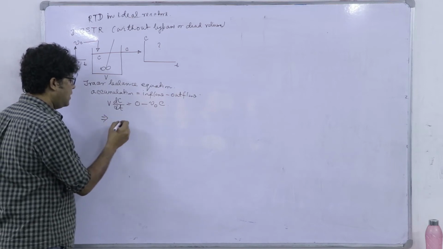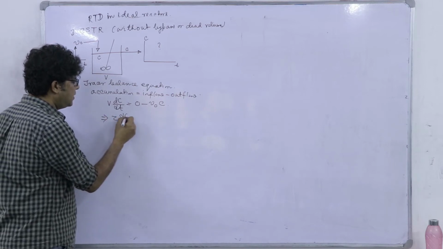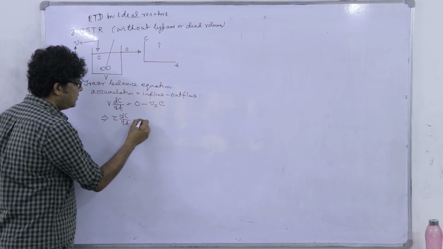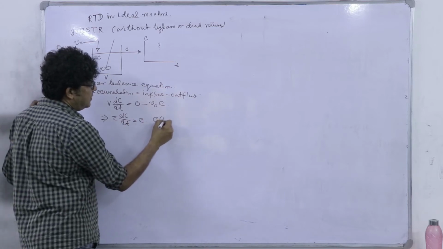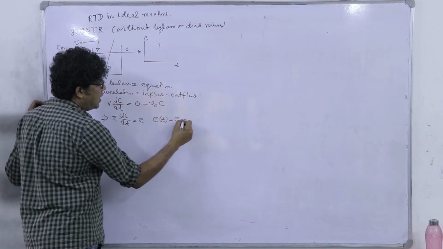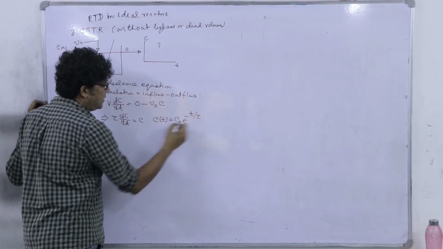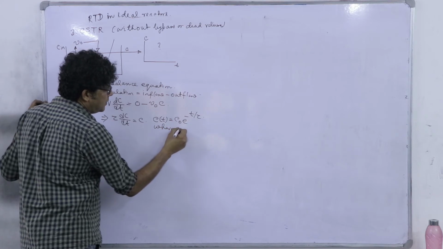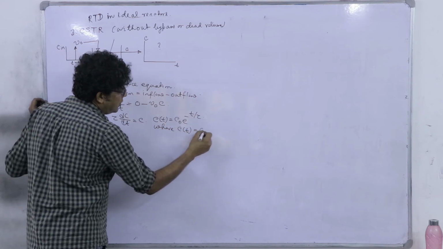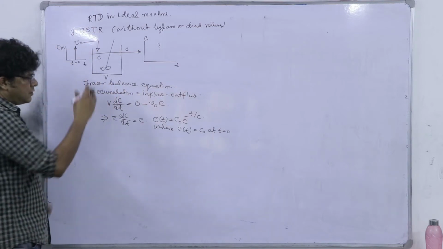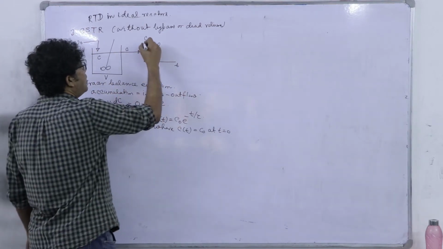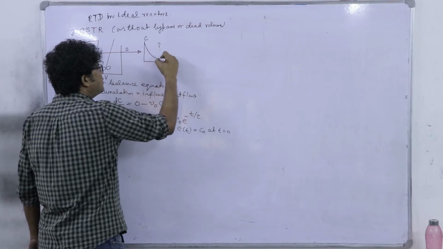So here tau into dC dt is equal to minus C. So obviously we will get C of t equal to C naught into e to the power minus t by tau, where C of t is equal to C naught at t equal to 0. So it's an exponential decay from a concentration C naught.